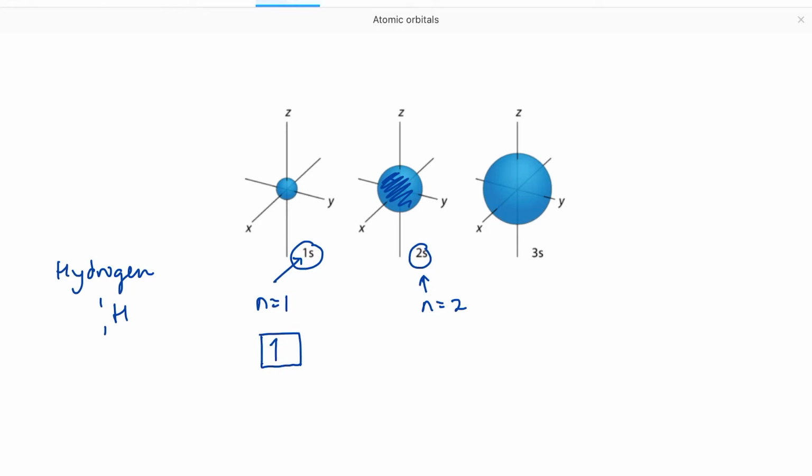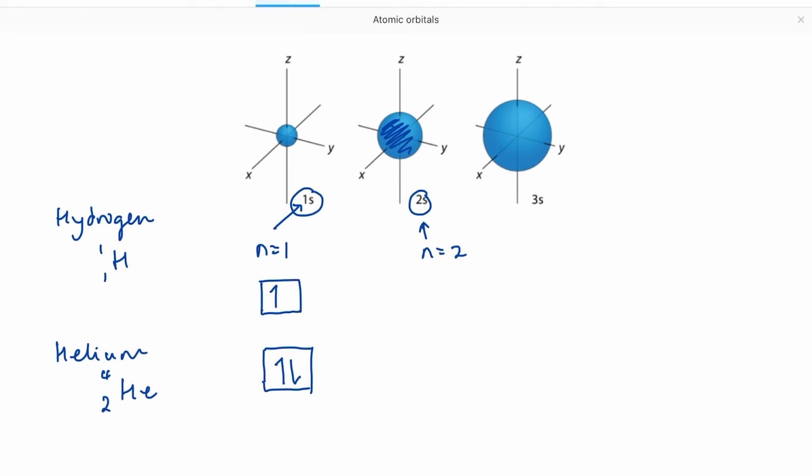If we were to look at helium, He, 2 electrons, they're both in the first energy level, and we could draw them as being 2 arrows in that single box there.